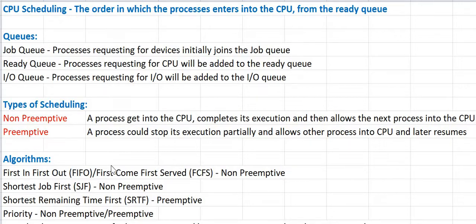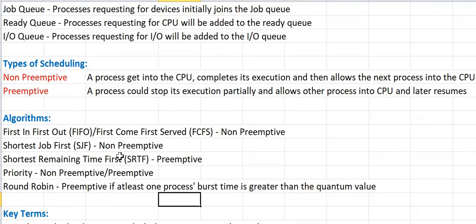So we have several algorithms that decide the order in which processes enter into the CPU. The first algorithm is first in first out. We call it first come first serve also. It is purely non-preemptive, in the sense that a process enters into the CPU, completes its entire execution and only then goes out. In between it will not halt for a while or allow any other process into the CPU.